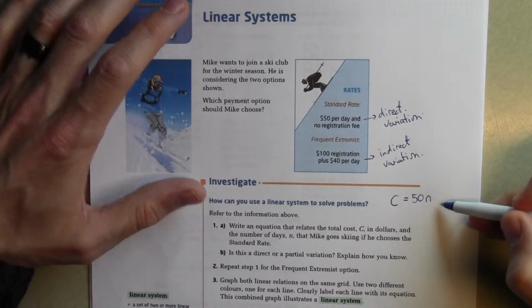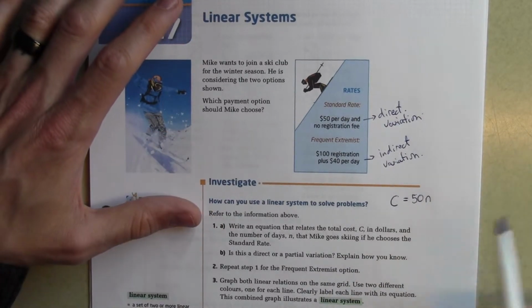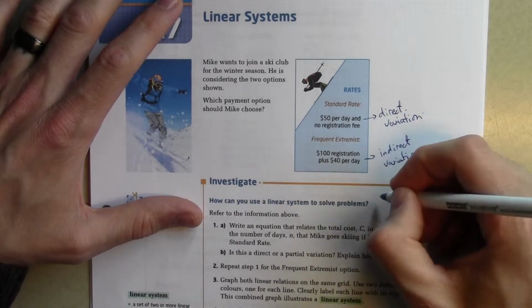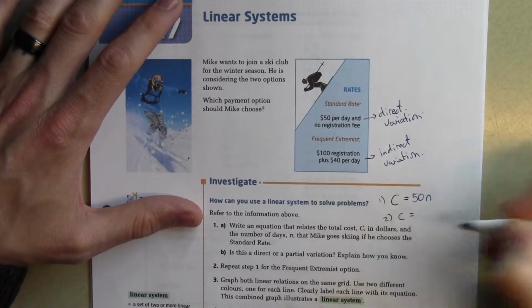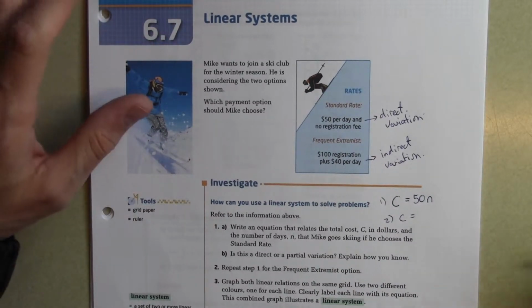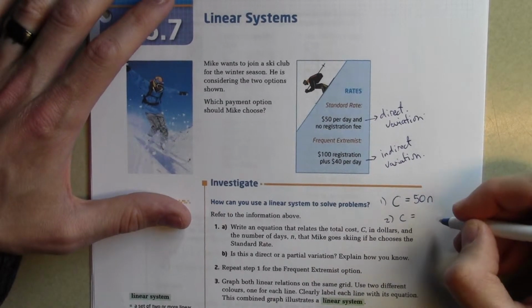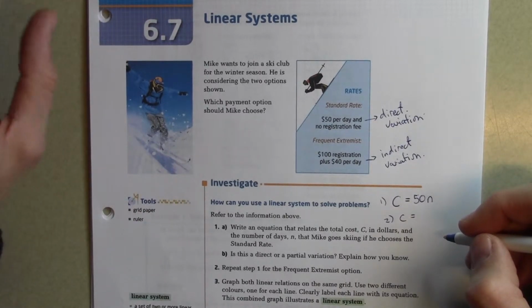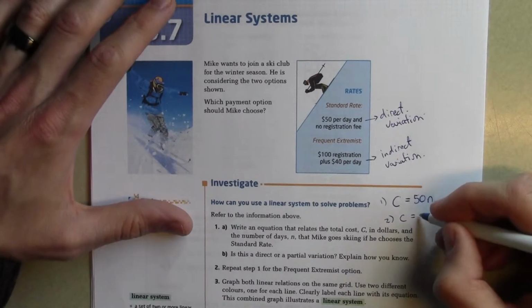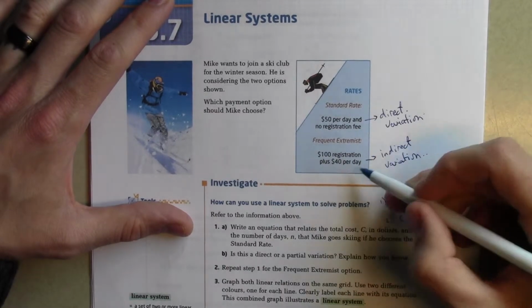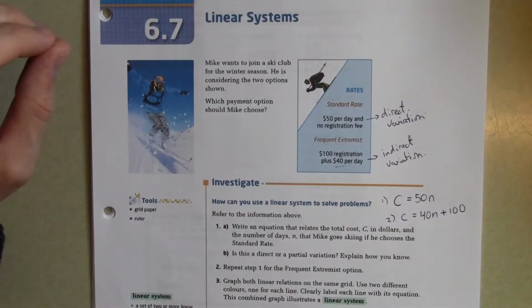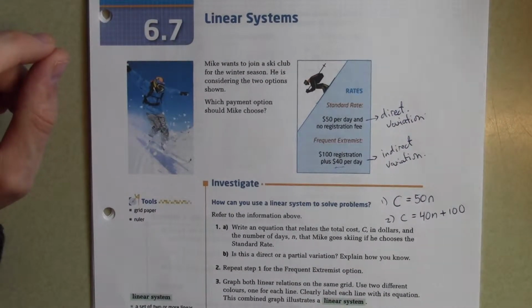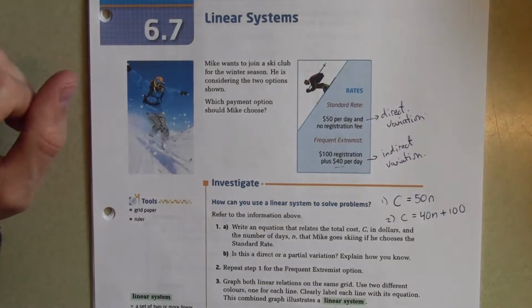And is there a B value? No. Okay, good. So this is the standard, the first one. Second one, our cost is going to be equal to, 40N plus 100. Yeah, because it's 40 per day, right? Nice. Plus 100. All right, there's our two formulas. Direct or partial, we talked about that already. We know that the first one is direct, the second one is partial.